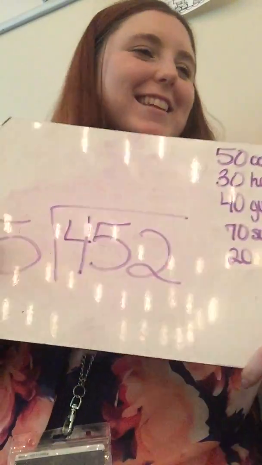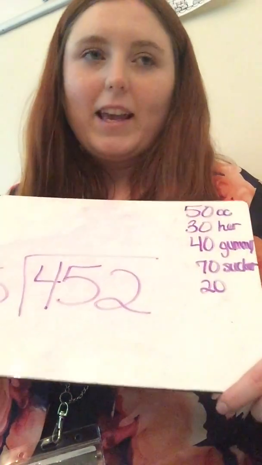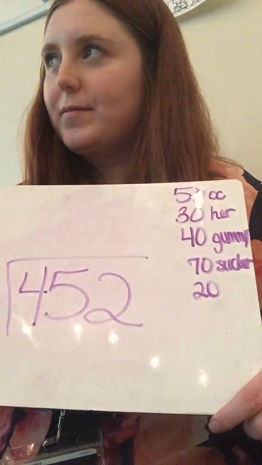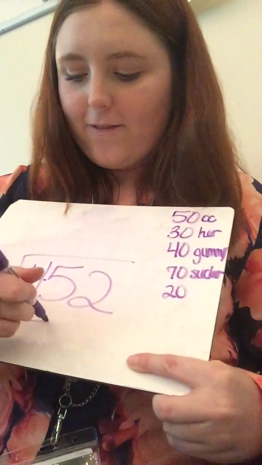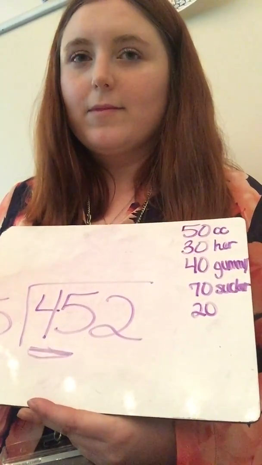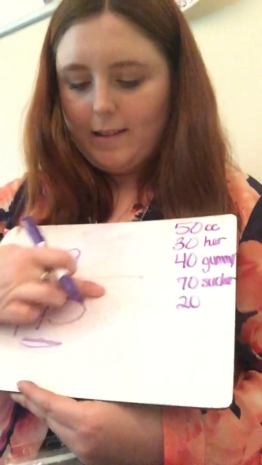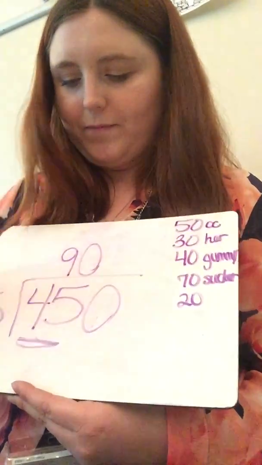Sorry, we have to go kind of fast. Mason, what's your favorite candy? Skittles. Alright, so there are 452 Skittles divided by 5. Underline our compatible number. 45. 45 divided by 5 is 9. We rounded this to a 0, and so we have a 0.